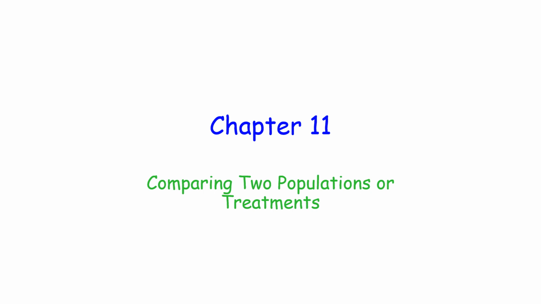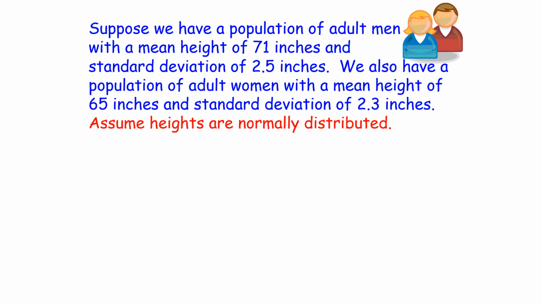In this video, we're going to be talking about comparing two populations or treatments, specifically inferences concerning the difference between two population or treatment means using independent samples. Now suppose that we have a population of adult men with a mean height of 71 inches and a standard deviation of 2.5 inches. And then we also have a population of adult women with a mean height of 65 inches and a standard deviation of 2.3 inches.